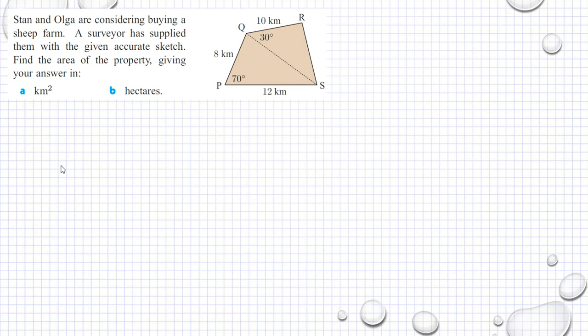A surveyor has supplied them with a given accurate sketch, as you can see in the picture. Find the area of the property, giving your answer in square kilometers and hectares. Okay. So we have area of the farm is equal to triangle 1 plus triangle 2.